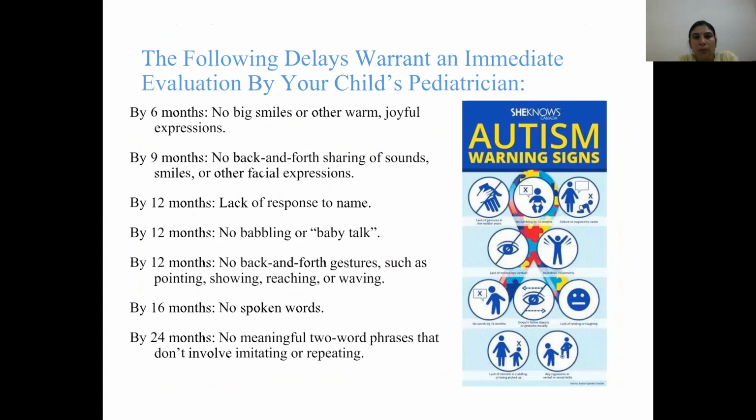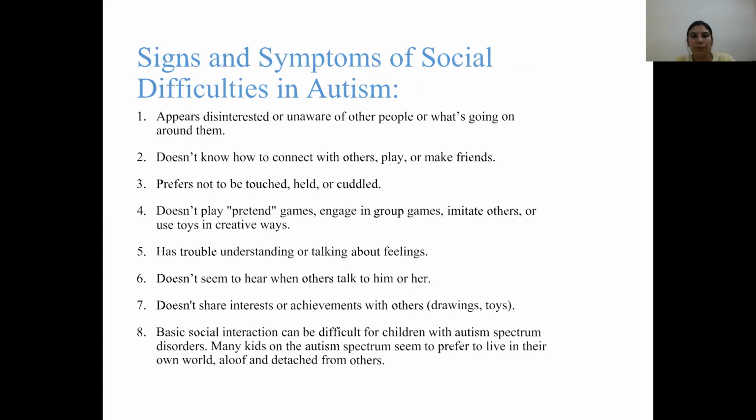By 6 months, no big smiles or other warm, joyful expressions. By 9 months, no back and forth sharing of sounds, smiles, or other facial expression. By 12 months, lack of response to name. By 12 months, no babbling or baby talk. By 12 months, no back and forth gestures such as pointing, showing, reaching, or waving. By 16 months, no spoken words. By 24 months, no meaningful two-word phrases that don't involve imitating or repeating.